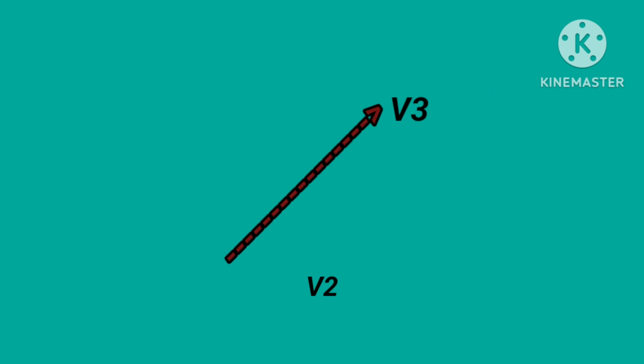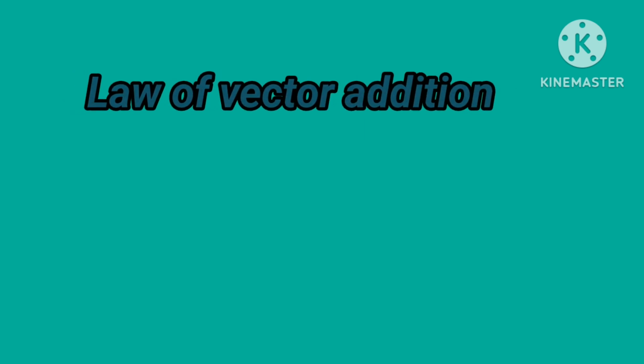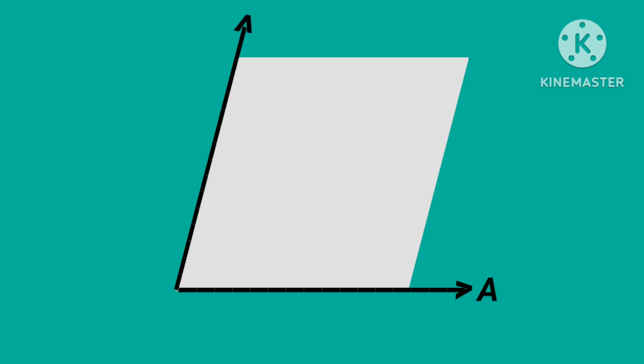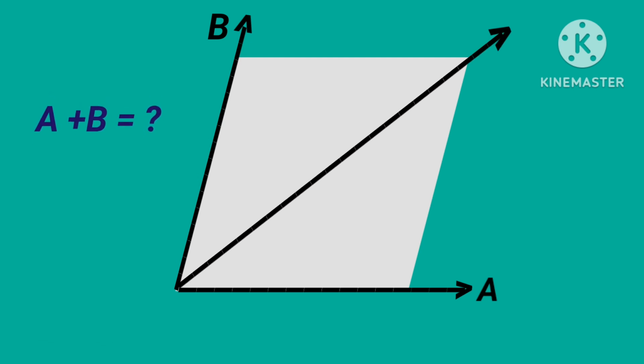Actually, to find the vector v3 precisely, there is a law of vector addition called the parallelogram law of vector addition. Now, let us suppose that we have a parallelogram and the two adjacent sides of it represent the two vectors a and b in magnitude and direction like this. Then the sum of the vectors a and b is represented in magnitude and direction by the diagonal of the parallelogram through the common point. This is known as the parallelogram law of vector addition.